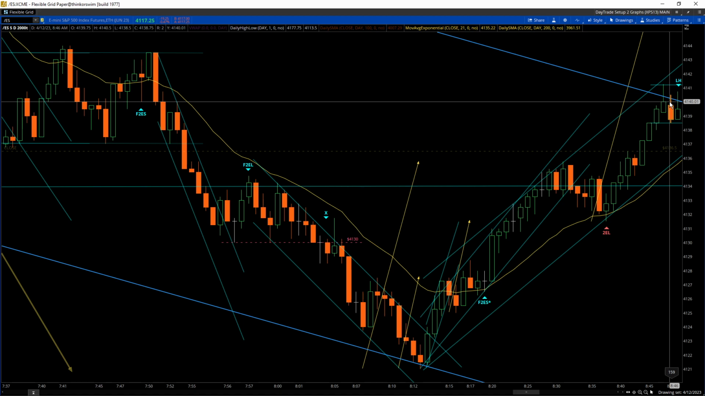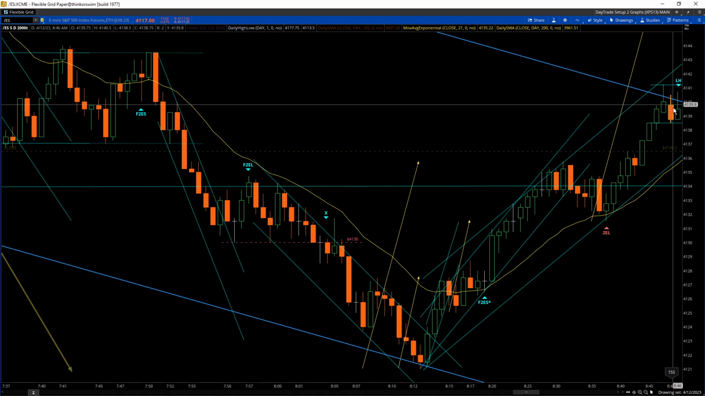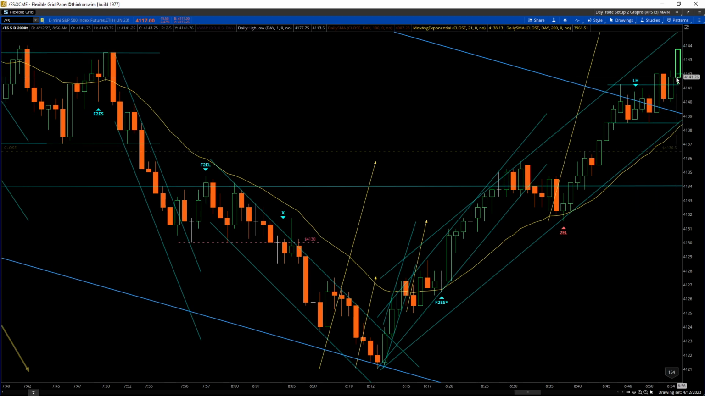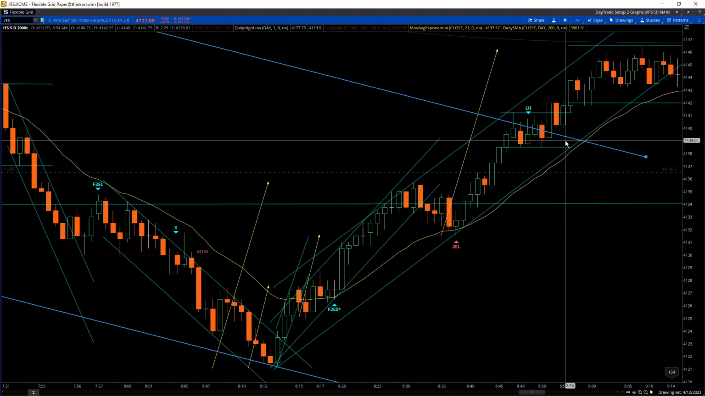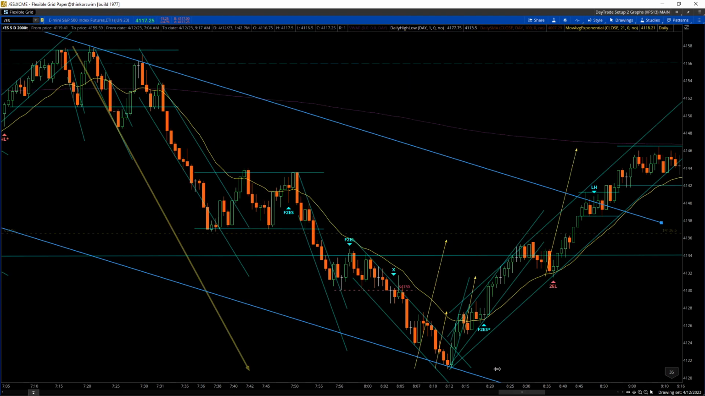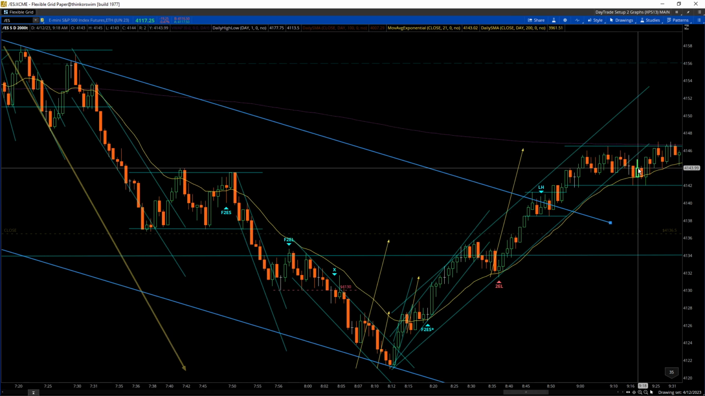And there's no real setup after that, and I probably should have just skipped it, because what happened was I take a short and then it takes me out on this candle. Prices continue moving up. It breaks out of this range, this trend channel, and now it's consolidating. It's pushing back and forth.